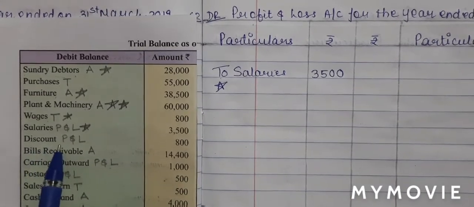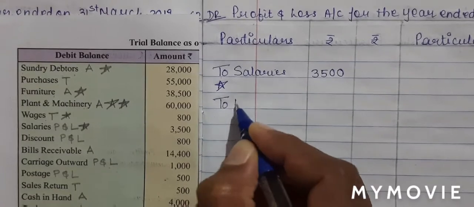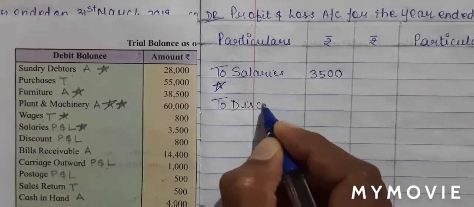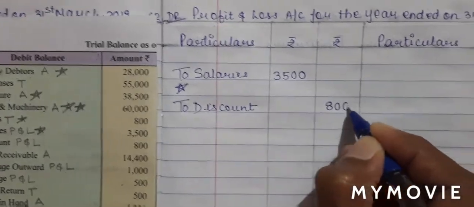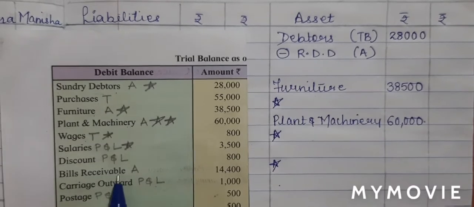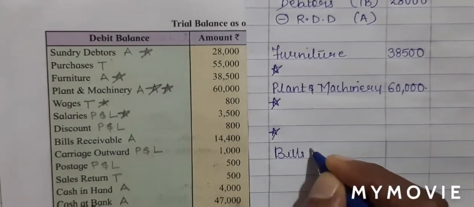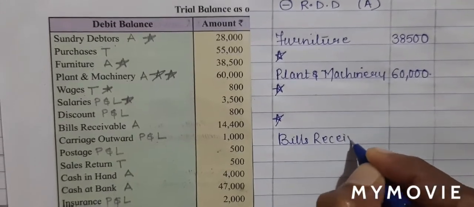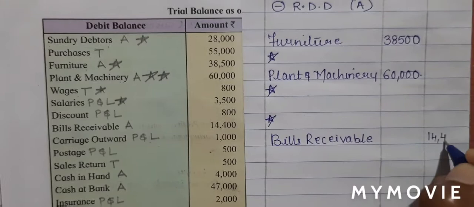Next is discount, again in profit and loss account. So on the debit side, I'll write to discount. There is no star, I'll write it in the outer column 800. Next is bills receivable. So on my asset side, I will write bills receivable. Since there is no star, I'll write it in the outer column 14,400.